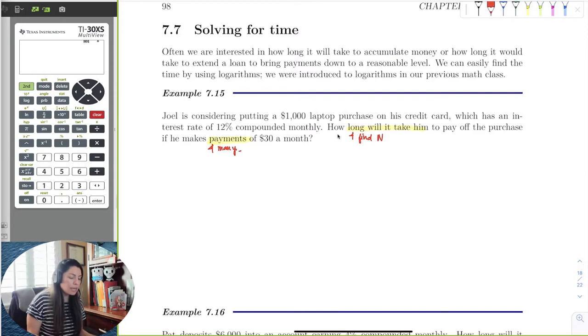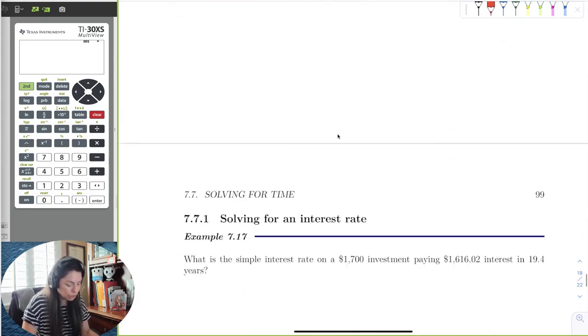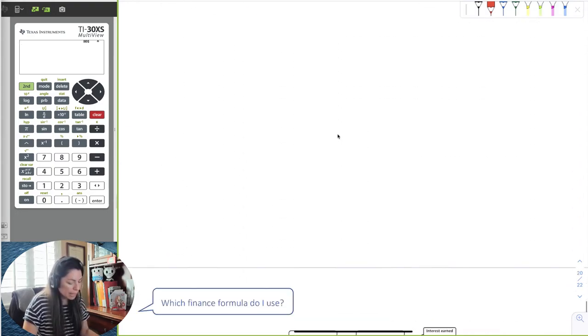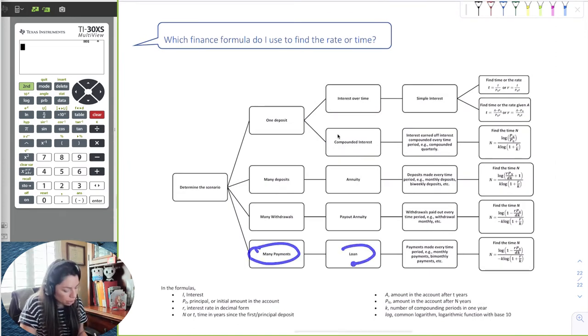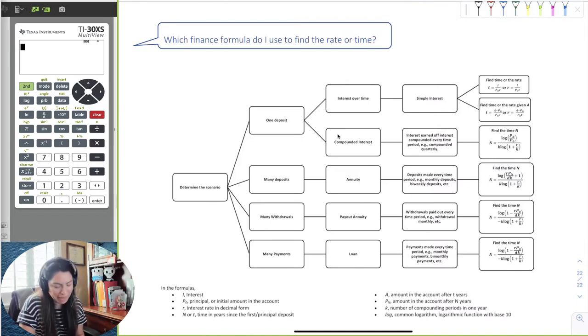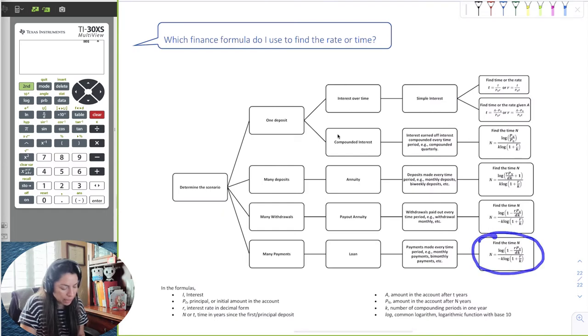Okay, so I know that the fact that it tells me that I'm going to have many payments, let me go back to my flow chart to the second page. And I say, okay, I'm going to have many payments with the loan, and the formula to find how many years Joel will be paying this off at $30 a month is this formula right here.